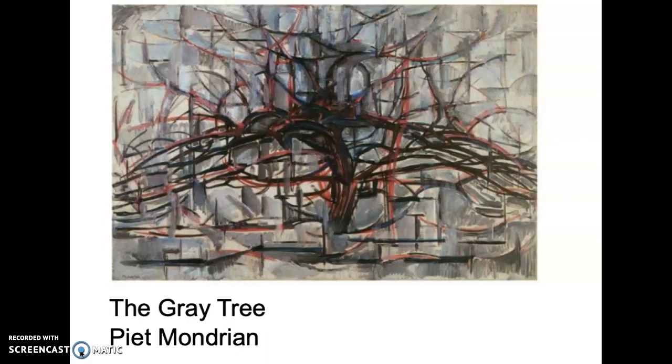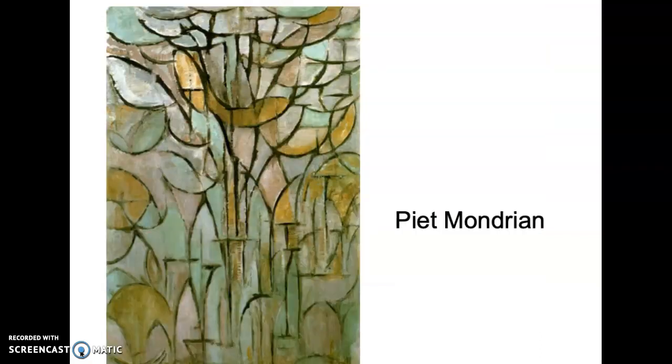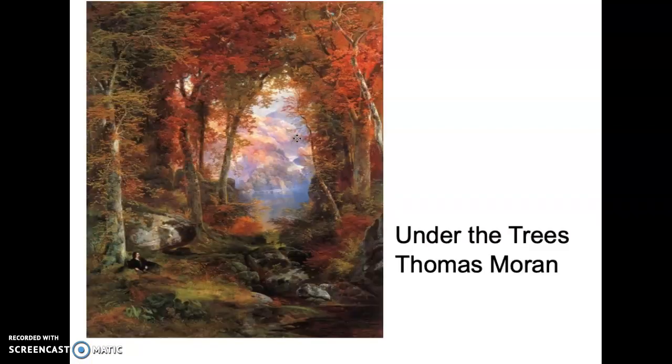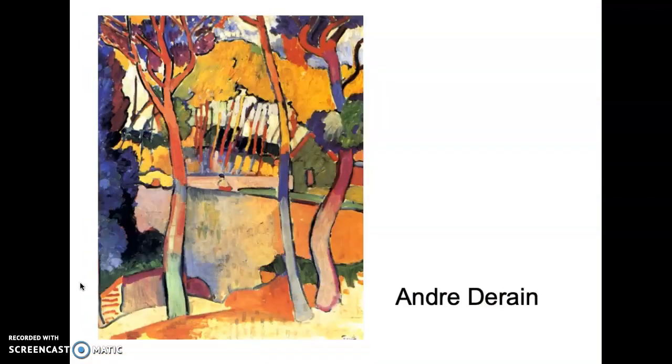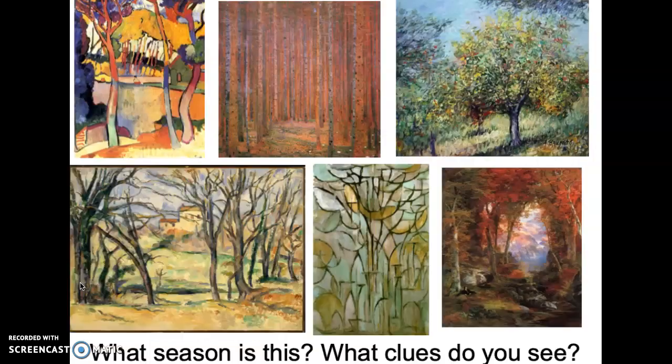Very unusual looking, but it's cool. Piet Mondrian, ooh, it's getting harder to see the tree. It's right here. Here's the trunk and there are the branches. Here's one by the artist Thomas Moran. This is called Under the Trees. Ooh, wouldn't it be fun to be sitting right here, enjoying the outdoors? And here's another by the artist Paul Cézanne and André Derain. Wow, look at those fun colors.